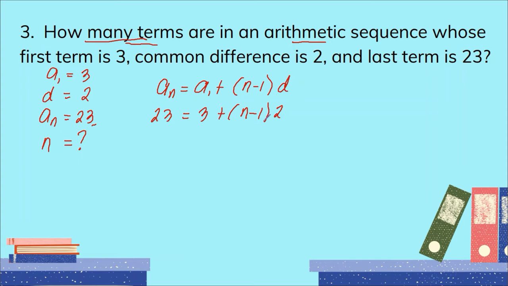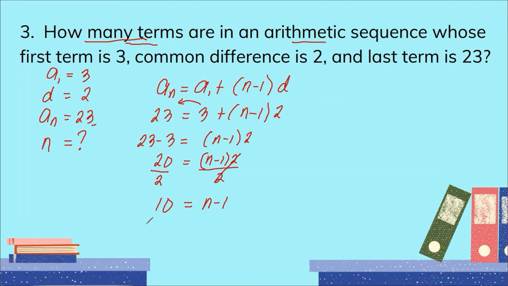Tapos, yung 3, lipat natin dito, transpose, tapos magiging negative 3 is equal to n minus 1 times 2. Okay? Tapos, 23 minus 3 is 20, which is n minus 1 times 2. Tapos, divide natin both sides by 2. Ayan, mawawala na yung 2 dito. Ito, divided by 2. So, 20 divided by 2 is 10 is equal to n minus 1.